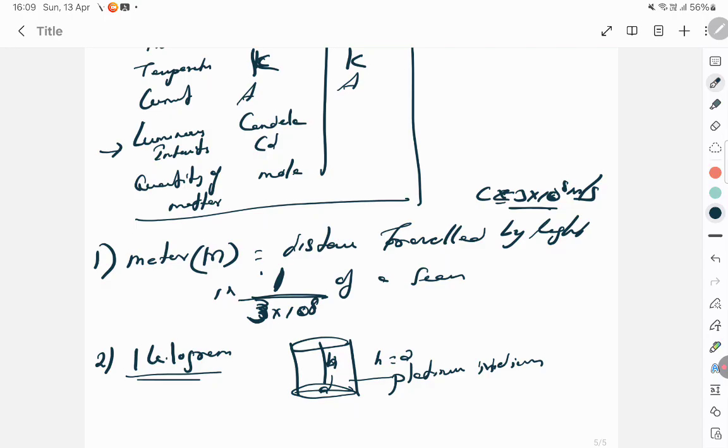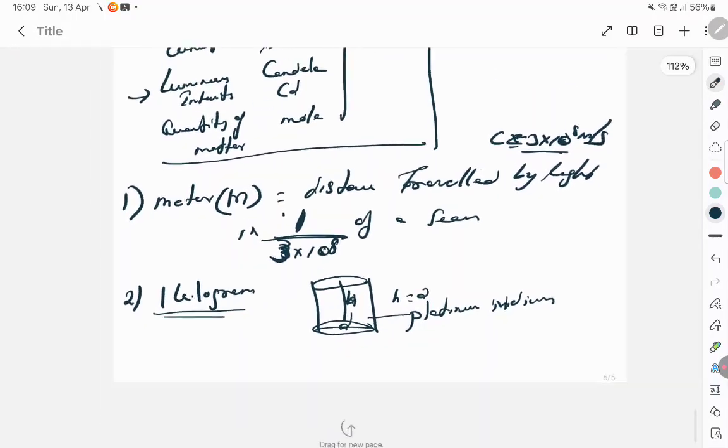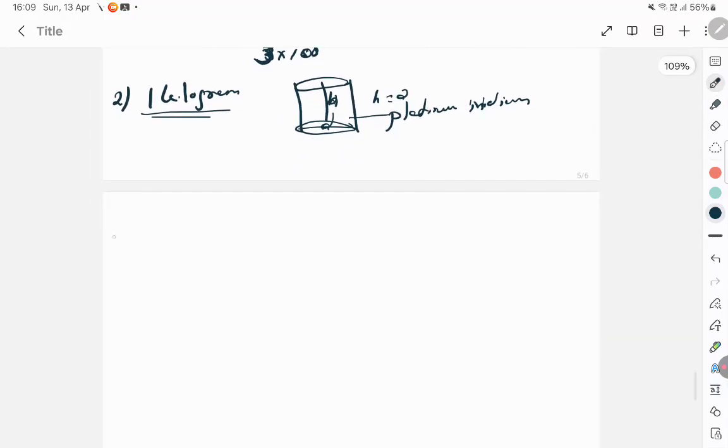measure 1 kg. In our lab also there will be this platinum. In India, every country will have this lab in which the standard measurements, 1 meter and 1 kg, they'll follow one thing. It's made up of a platinum iridium cylinder. Are you clear? Whose diameter is equal to height. That's known as kilogram. Let's see what is 1 second.